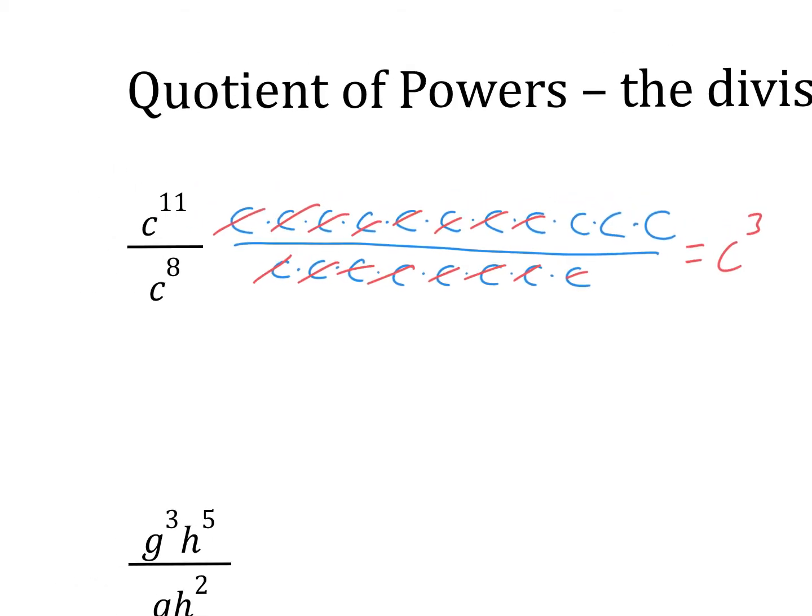Now, if you look at what we had there, we had c to the 11th divided by c to the 8th. Well, if we take 11 minus 8, that gets us to 3. So our quotient of powers rule is that we are going to subtract our exponents. Okay, so c to the 11 minus 8, so it'll end up being c to the 3. And that is our answer.